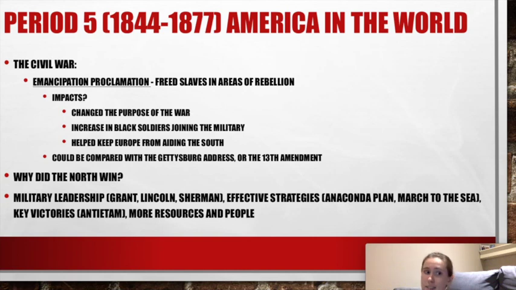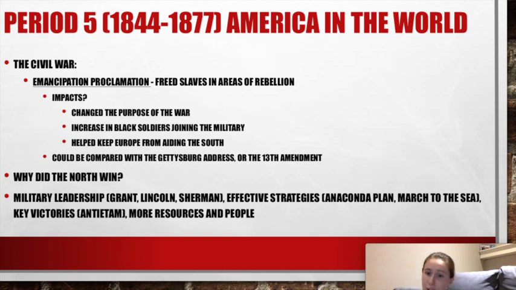It changes the purpose of the war, because the war is no longer about uniting or keeping together the Union. It is now, the main issue is now about slavery. In addition, this is going to increase many African American slaves to run away and join the Union Army, as well as the reason it's very strategic is because this is going to really keep Europe from joining the South and from siding with or aiding the South.